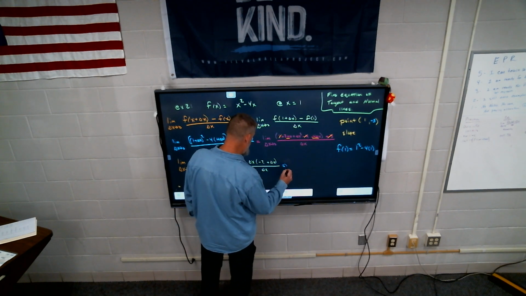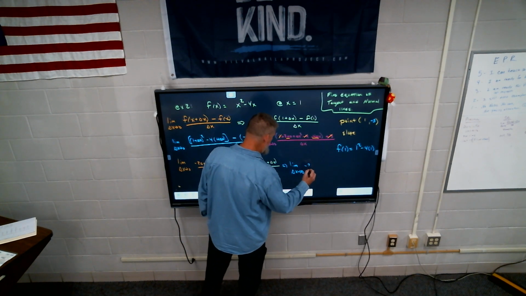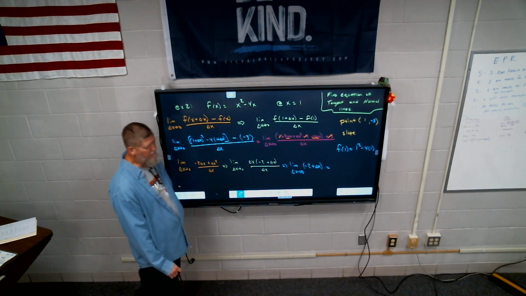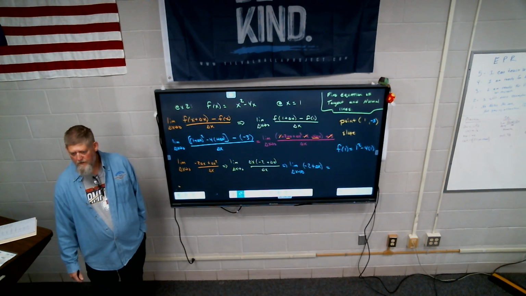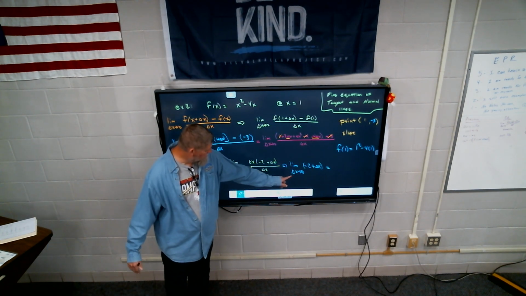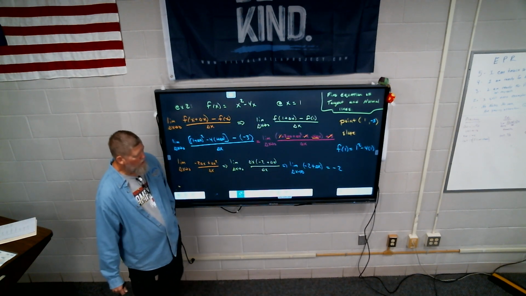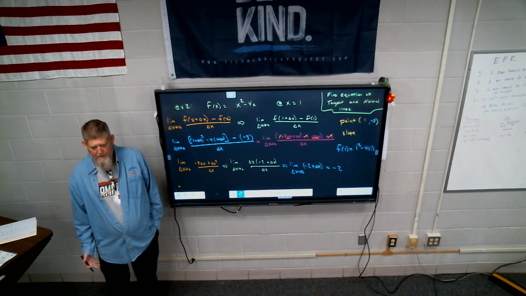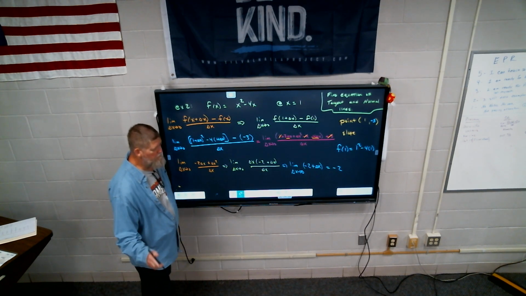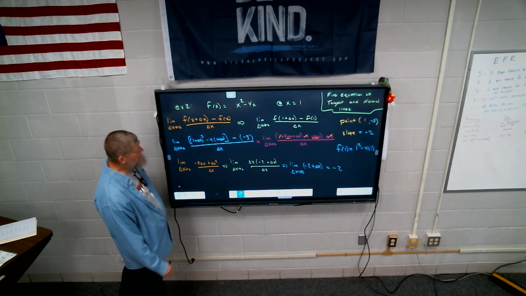Which then gives me the limit as delta x approaches 0. These cancel, and you're left with negative 2 plus delta x. Therefore, what's my answer? Negative 2, because you just put in 0 for delta x. You use direct substitution, and your answer is negative 2. So what is negative 2? That is my y value? Nope. Slope. That is my slope.